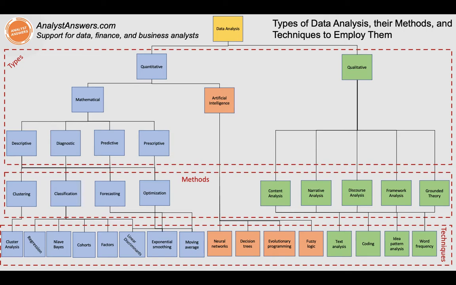Under mathematical types, you've got descriptive, diagnostic, predictive, and prescriptive, which are just subcategories, but still types of data analysis. Then once you go one tier below, you see methods, and we got broken down into clustering, classification, forecasting, and optimization, under which you have a list of 1, 2, 3, 4, 5, 6, 7, 8 different core techniques used to execute those methods. If you go back to artificial intelligence, you can see that you've got neural networks, decision trees, evolutionary programming, and fuzzy logic.